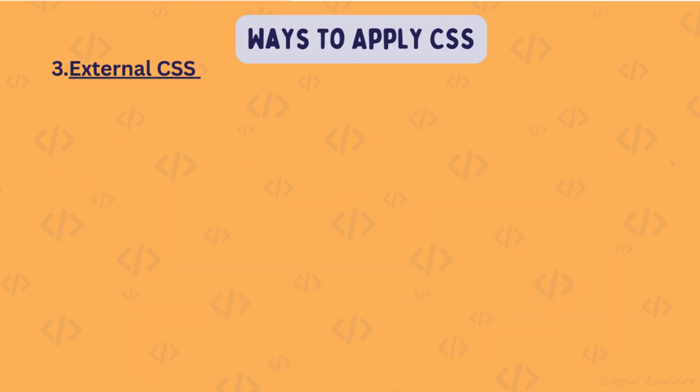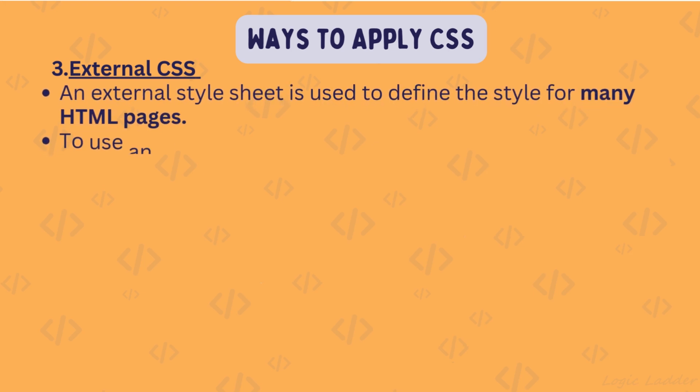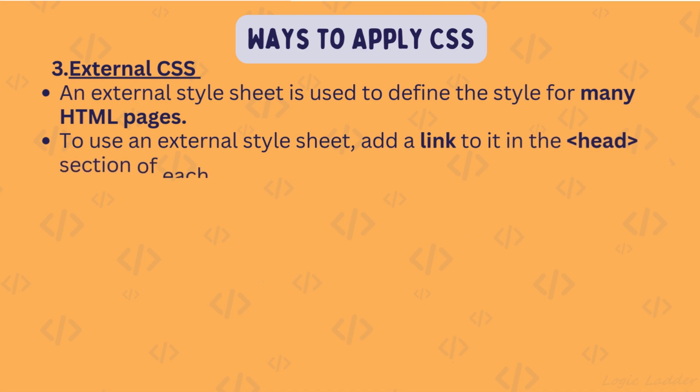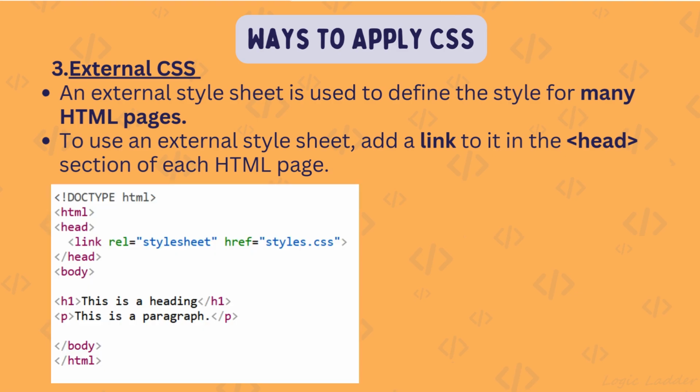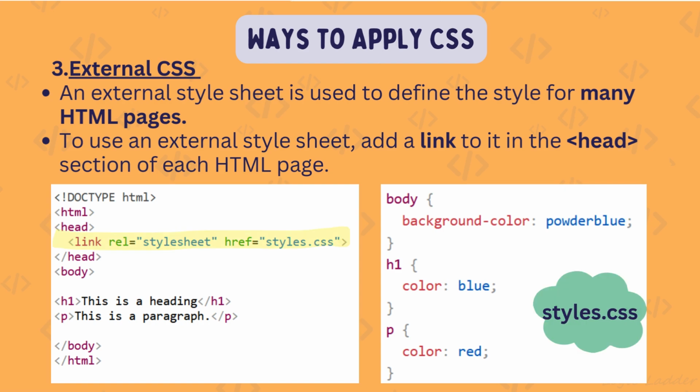Number 3 is the external CSS. An external style sheet is used to define the style for many HTML pages. To use an external style sheet, add a link to it in the head section of each HTML page. The external style sheet can be written in any text editor. The file must not contain any HTML code, and must be saved with a .css extension.